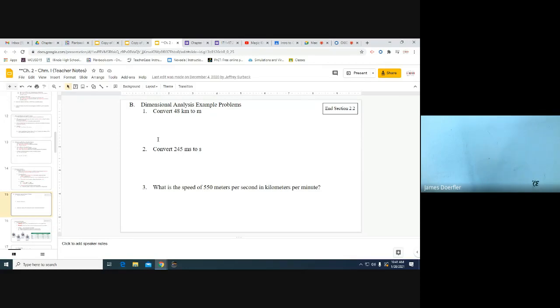What is the speed of 550 meters per second in kilometers per minute? Before I address anything, what is the first thing that we write down? What we know. Okay, I'm just kind of jotting this down again. km per minute. Okay, so this is the problem. We have 550 meters per second. We need to translate that to kilometers per minute.